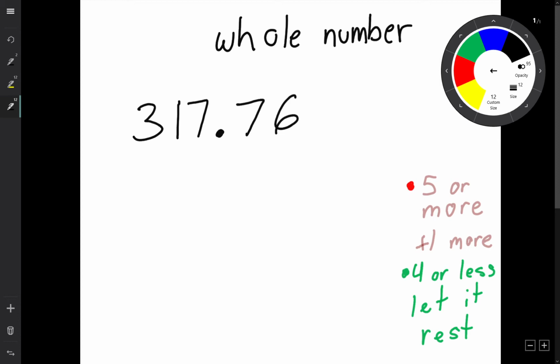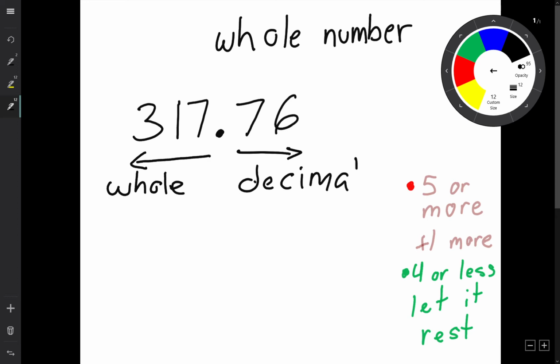If you remember from class, everything before the decimal is a whole number, and everything after the decimal is a decimal place value, right? So if I'm going to round to the nearest whole, I'm going to underline the ones, which is the first whole number place. I'm going to look next door to the right, I'm going to circle that number, and I'm going to ask myself, is that 5 or more?